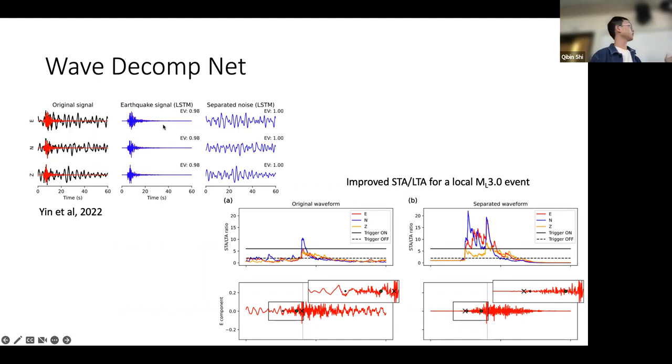And we are actually plotting these predicted waveforms with the labels. They look almost the same. So we cannot see the difference between them. And by applying this to a magnitude three local event, one can do better STA/LTA picking for the seismograms. You can see on the right panel, after denoising, the waveform is without noise. And the prediction of the P wave arrival is of higher confidence.